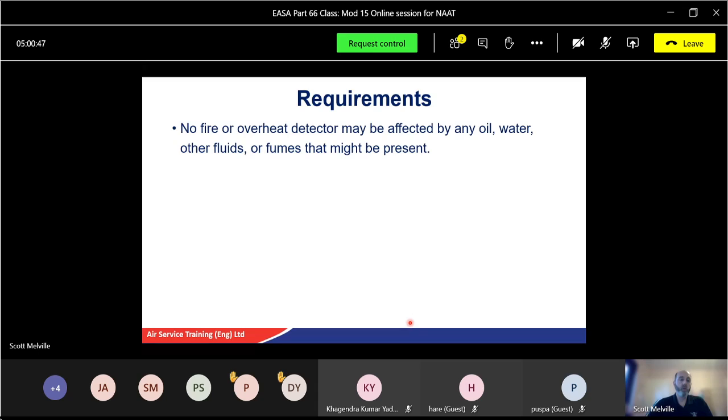No fire or overheat detector may be affected by oil or water or any other fluids or fumes that might be present. So yes, you might have a leakage which is on fire, so you get some fuel leakage out. Well, that should not affect the system.